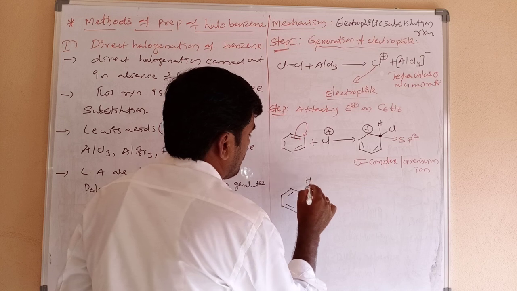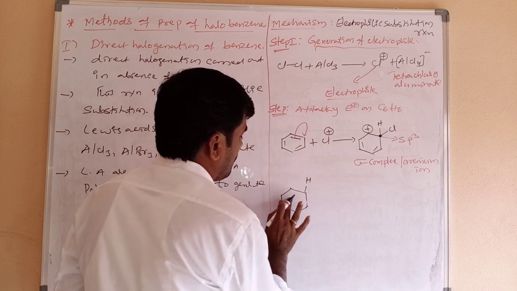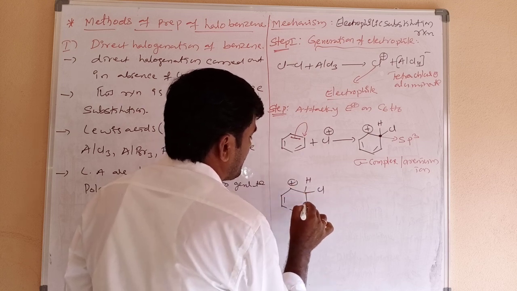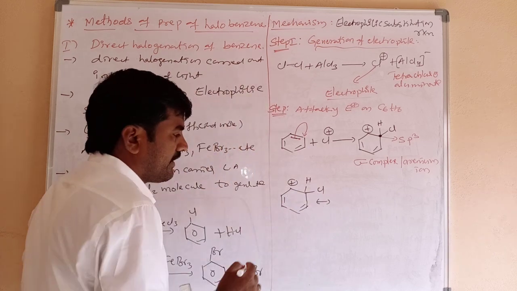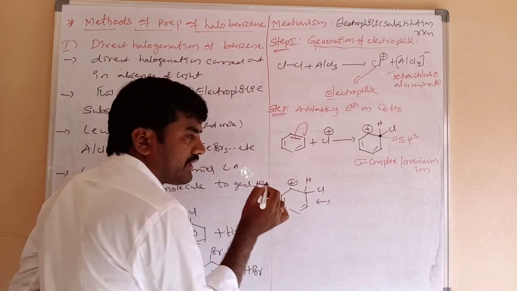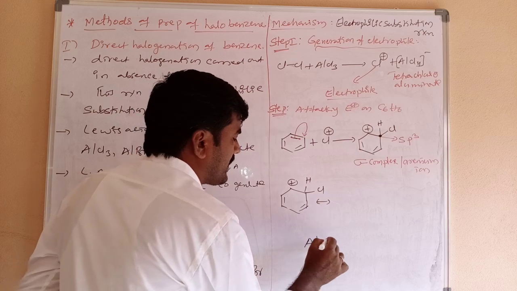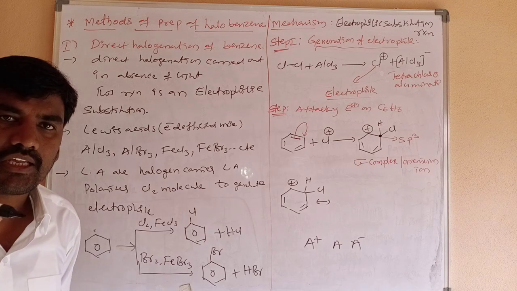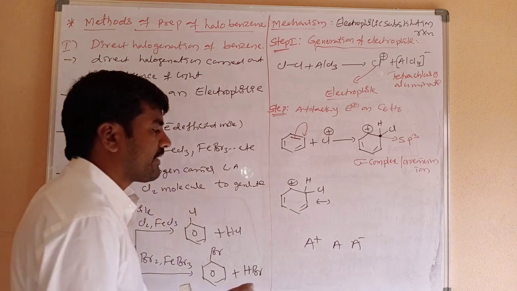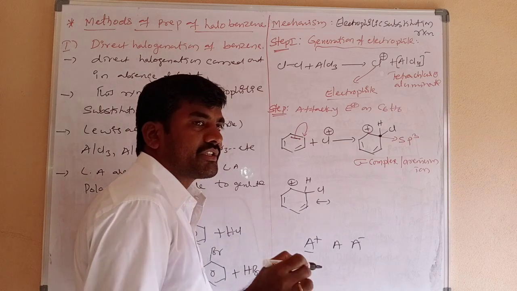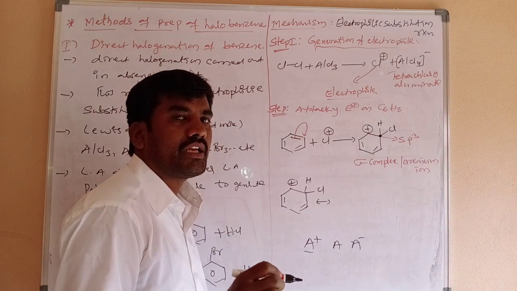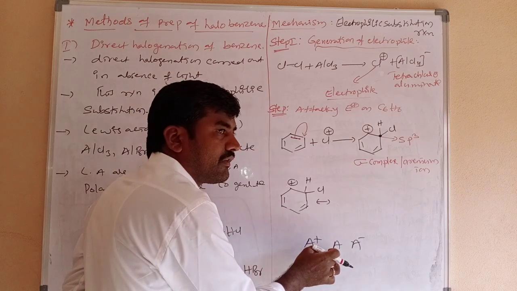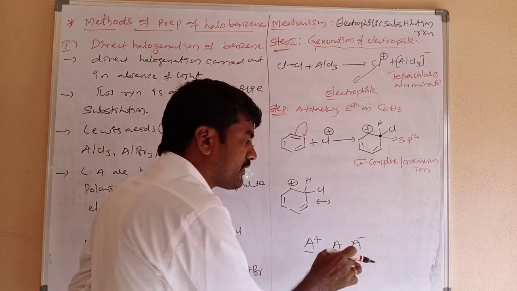This is an arenium ion. Here a positive charge is there, and pi bonds are there. It undergoes resonance structures. Initially, here positive charge is there, here neutral is there. For example, A positive, A negative: the positively charged species has the highest electronegativity and attracts the electrons more. They attract the electrons more than neutral. Neutral also accepts electrons when compared to A negative.